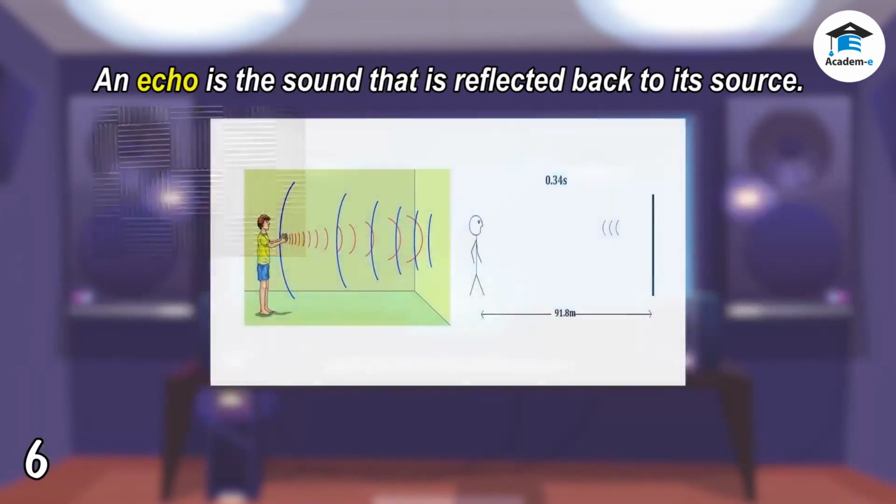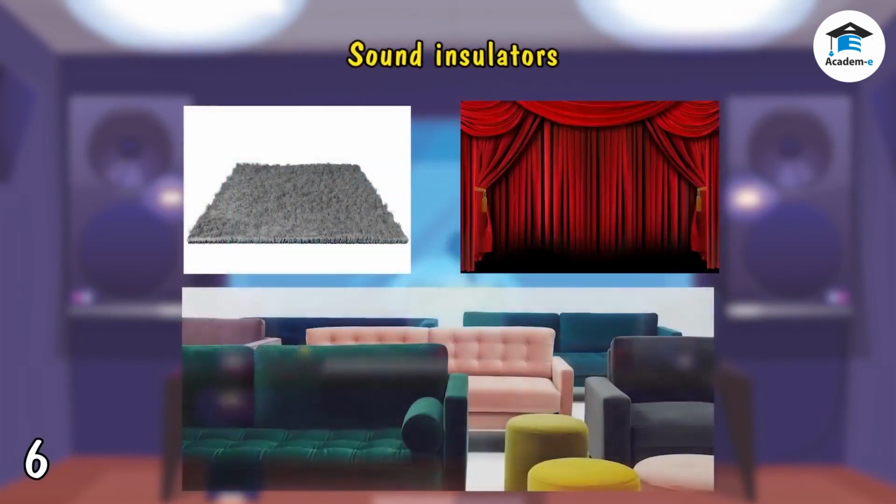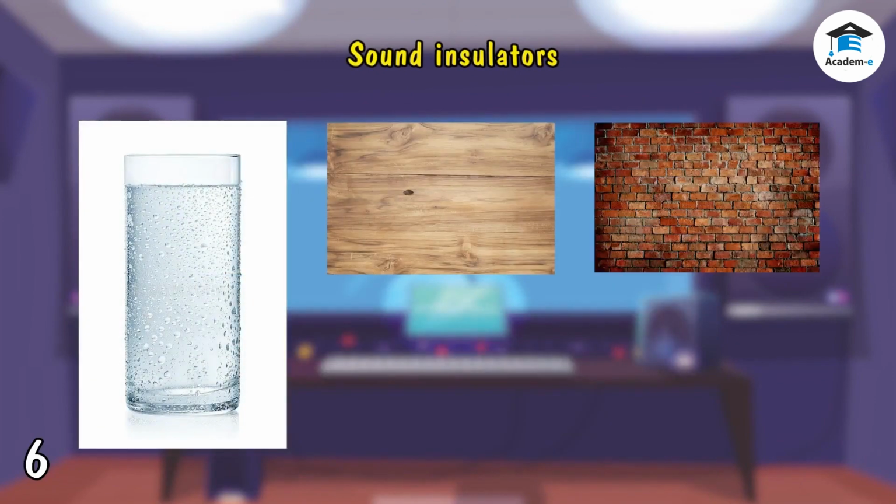An echo is the sound that is reflected back to its source. Sound insulators in the form of carpets, curtains, and fabric in furniture can be helpful to prevent echo. Other materials that reflect sound are glass, wood, brick, and concrete.